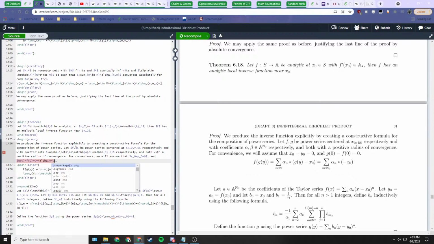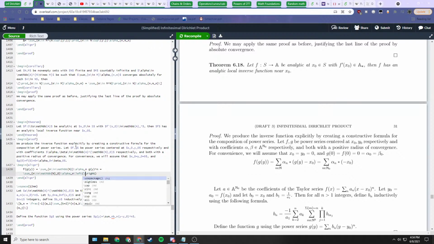Actually, we'll just do explicitly alpha 0, beta 0. Okay, so we'll do f of g of y, the sum over naturals of alpha n times g of y minus x0. We actually don't need that, so we just have g of y to the power n. Then we can expand this: g of y is the summation over m in naturals of beta sub m times y to the power m, and this is all being raised to the power of n.